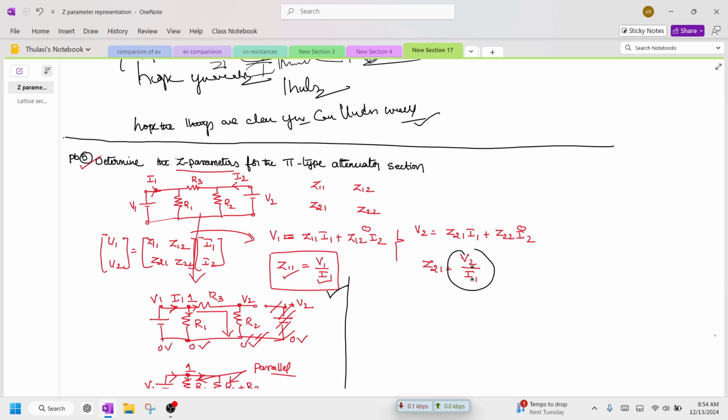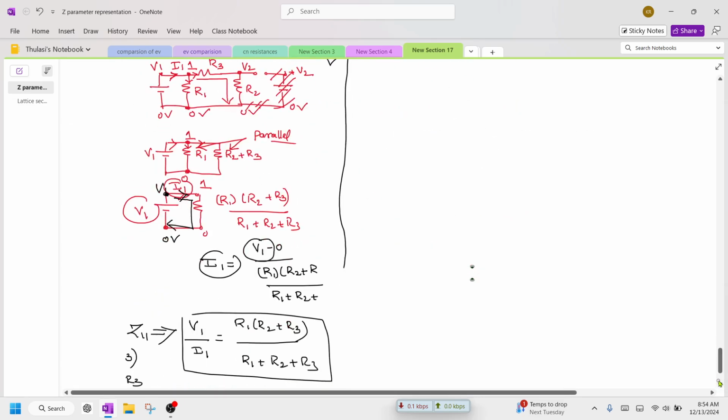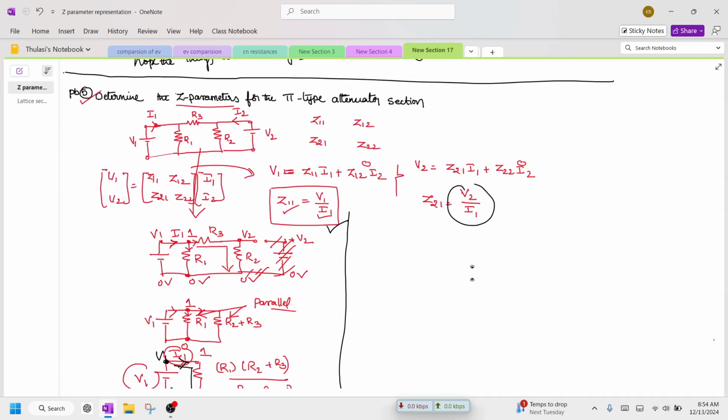This is open circuited. Okay. I'm drawing the same circuit. So how to find out that one is, draw the network as output port is open circuited. Okay. So this is R1, this is R3, this is R2. The voltage at this node is V1, voltage at this node is 0 volts, R1, R3, R2. Now here we have the V2.